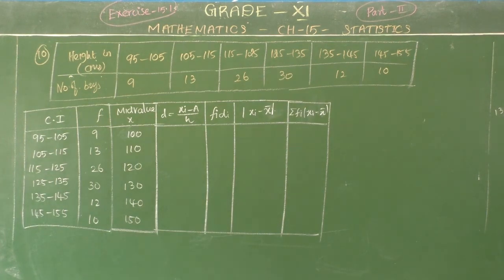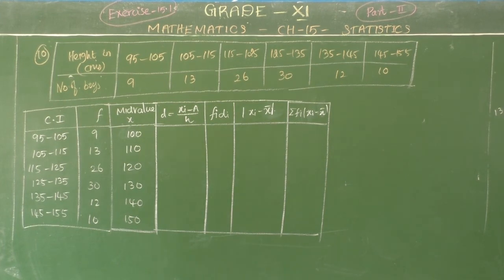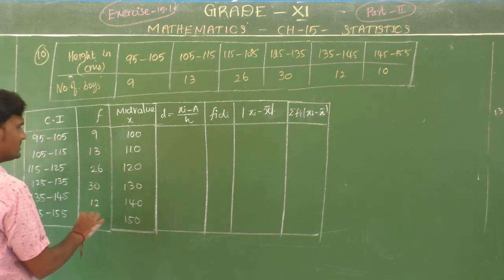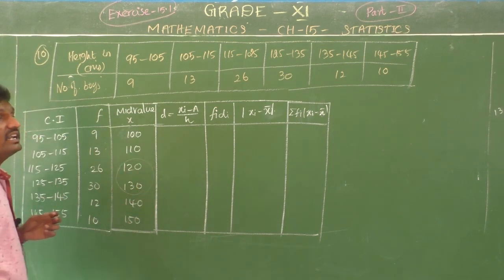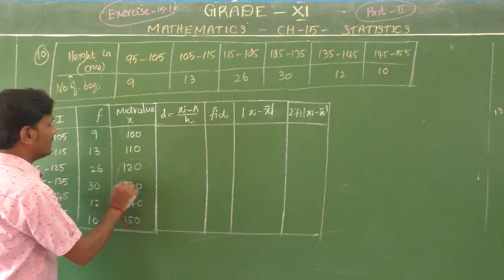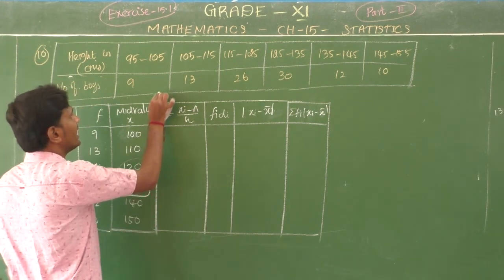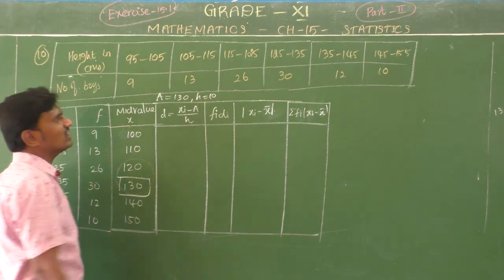And then next I am going to find the D. Here we first take A, the assumed mean. Here there are 1, 2, 3, 4, 5, 6 values, so from those any one of the middle values we can take. I am taking 130 as A. So A equal to 130, and h is 10 only.